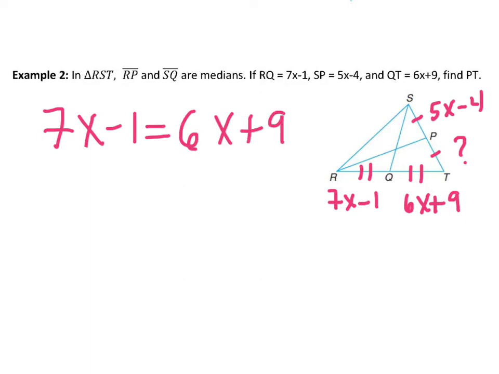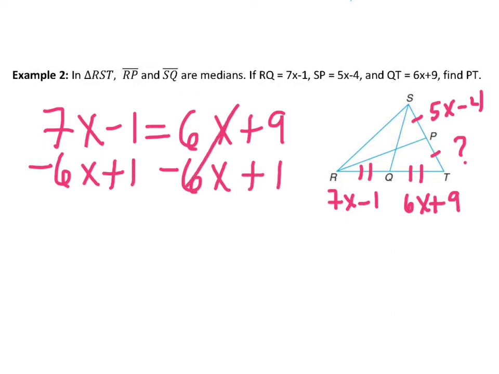Let's solve for x by isolating our variable. I'll subtract 6x from both sides while adding 1 to both sides. This way, I've canceled my variables on the right side, I've canceled my numbers from the left side, and I end up with 7x minus 6x for a grand total of just x, set equal to 9 plus 1, which is equal to 10. Now that I have my value of x, I can finish the question.